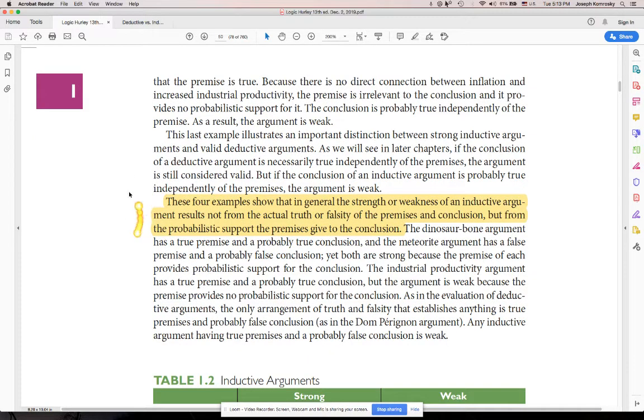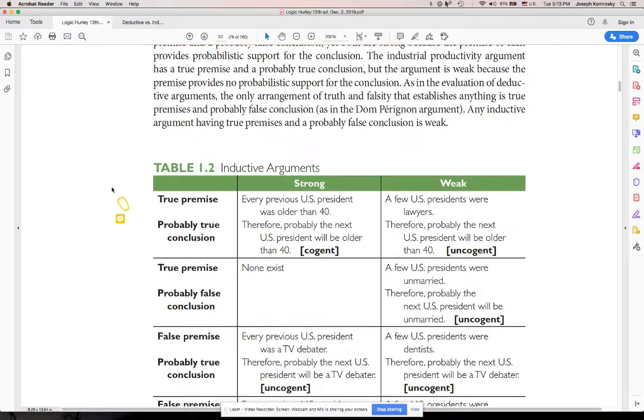Okay, so you can look at the other examples up above. It says these four examples show that in general the strength or weakness of an inductive argument results not from the actual truth or falsity of the premises and conclusion, but the probabilistic support that the premises give to the conclusion. In other words, if the premises were true, would the conclusion probably follow? And that's what you really want to ask. So that's what makes it different from deductive. And then we have a chart down here.